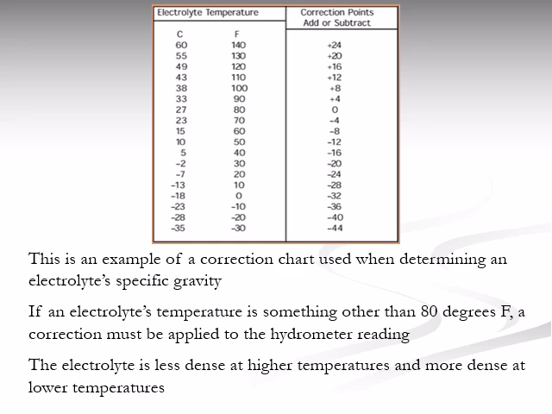For example, if the temperature is 100 degrees Fahrenheit, you would add 8 points to the reading. If it's 40 degrees Fahrenheit, you would subtract 16 points. Accurate correction ensures a true indication of the battery's state of charge and helps prevent misdiagnosis during maintenance checks.